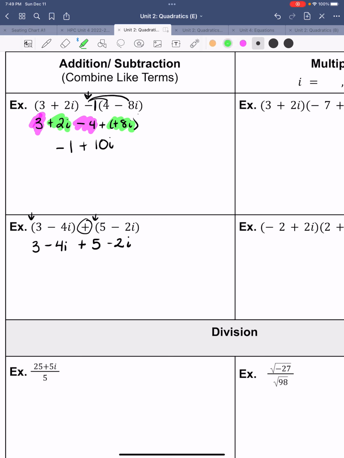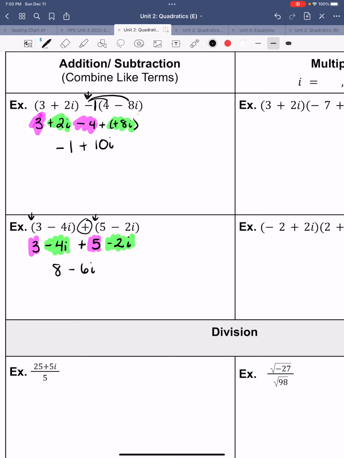I'm going to go ahead and combine those like terms. I'm going to have my imaginary component, and then I'm going to have my real number terms. And so I have 3 plus 5, which yields 8, negative 4 and a negative 2. I have more negative, I'm adding, and I have 8 subtract 6i.